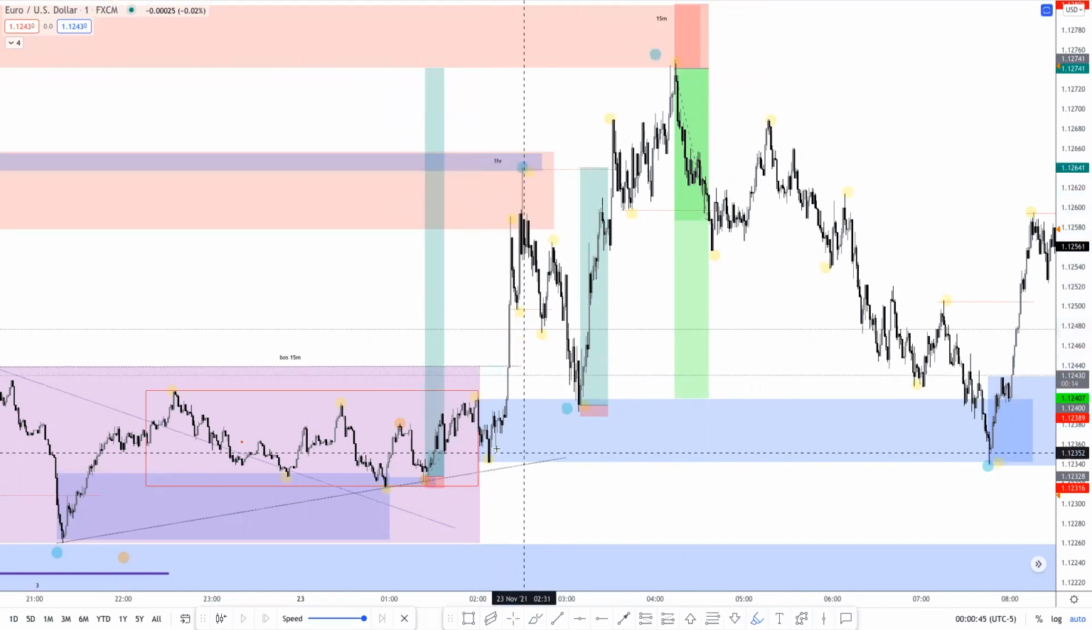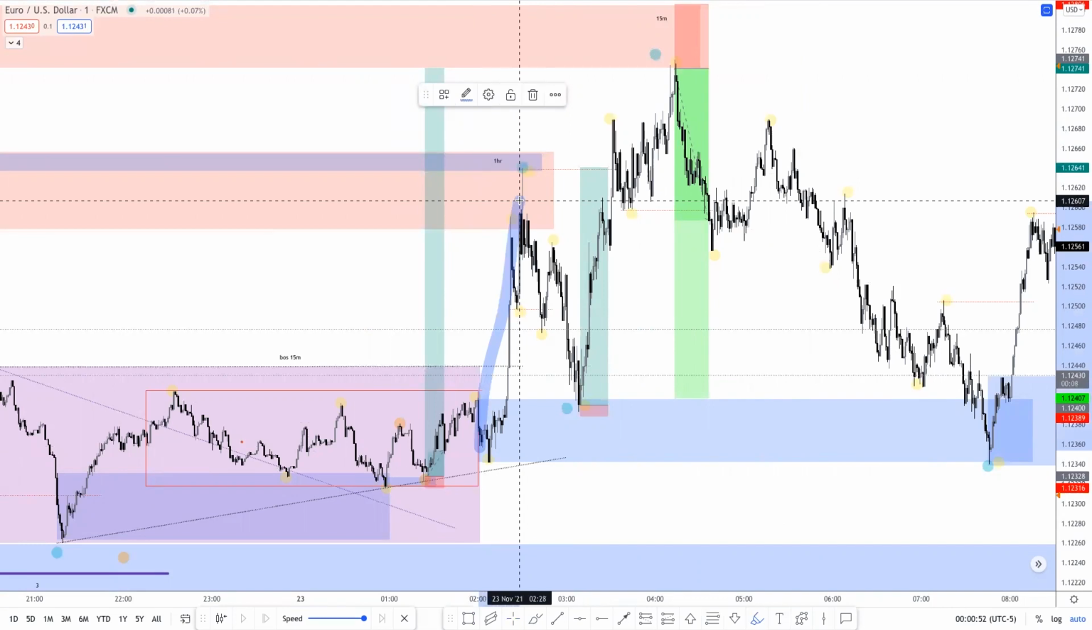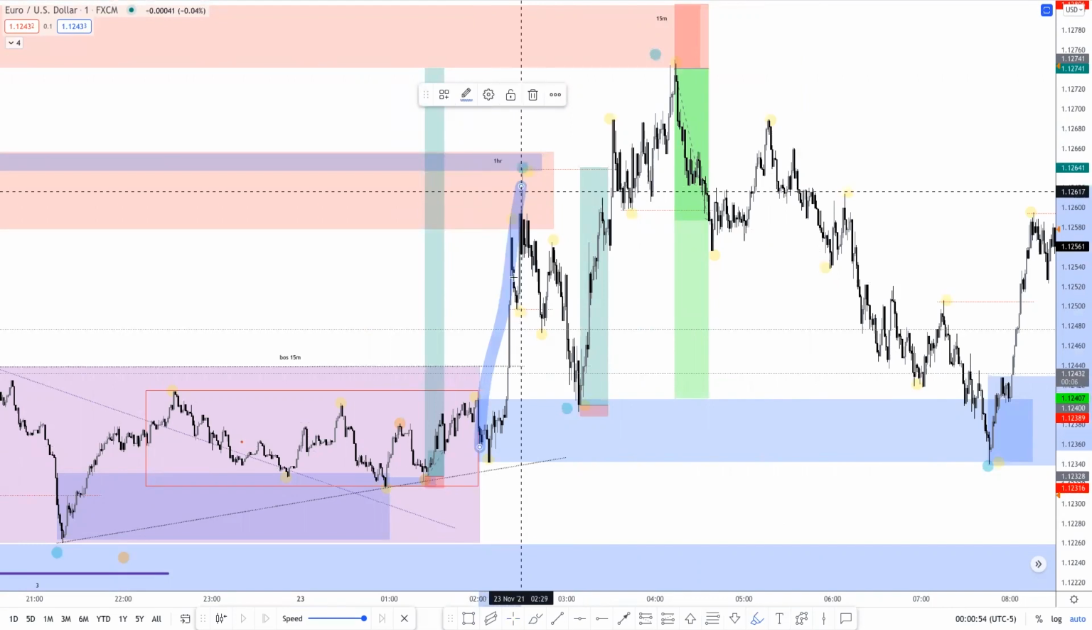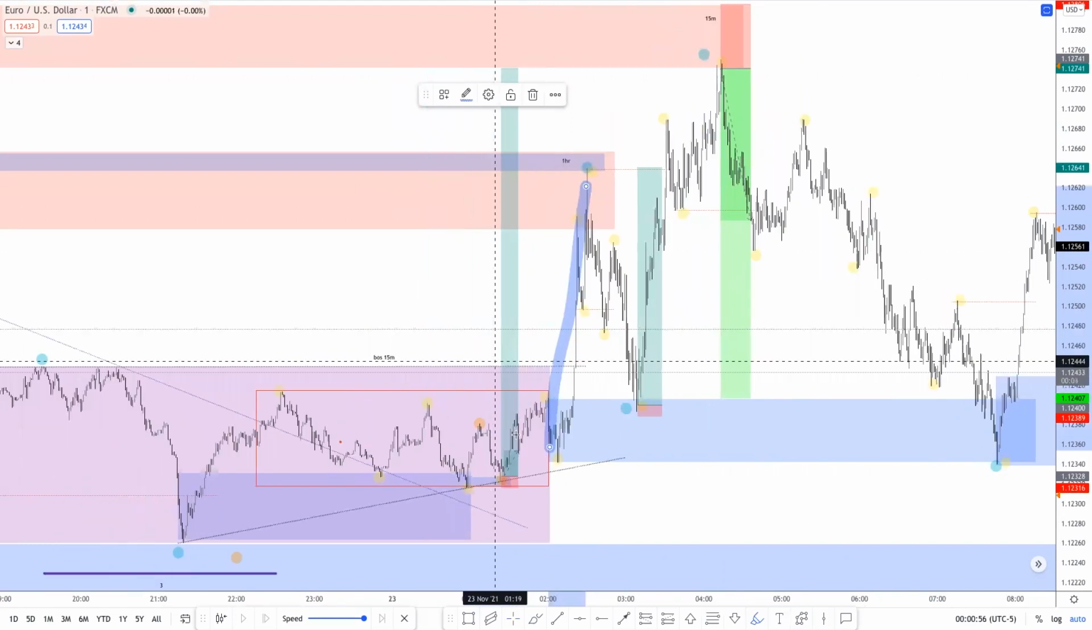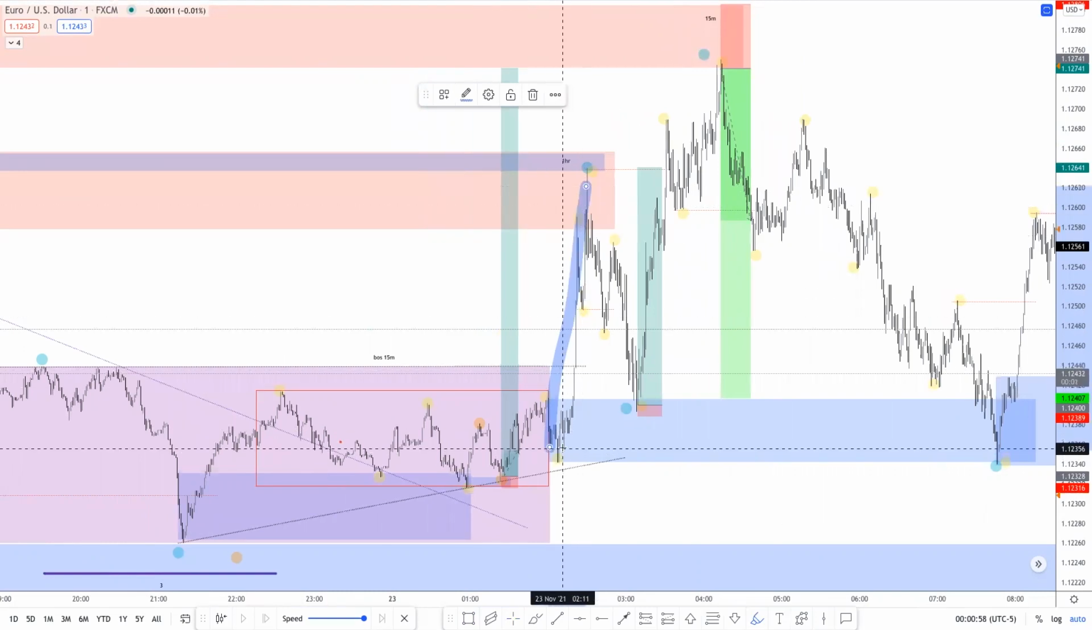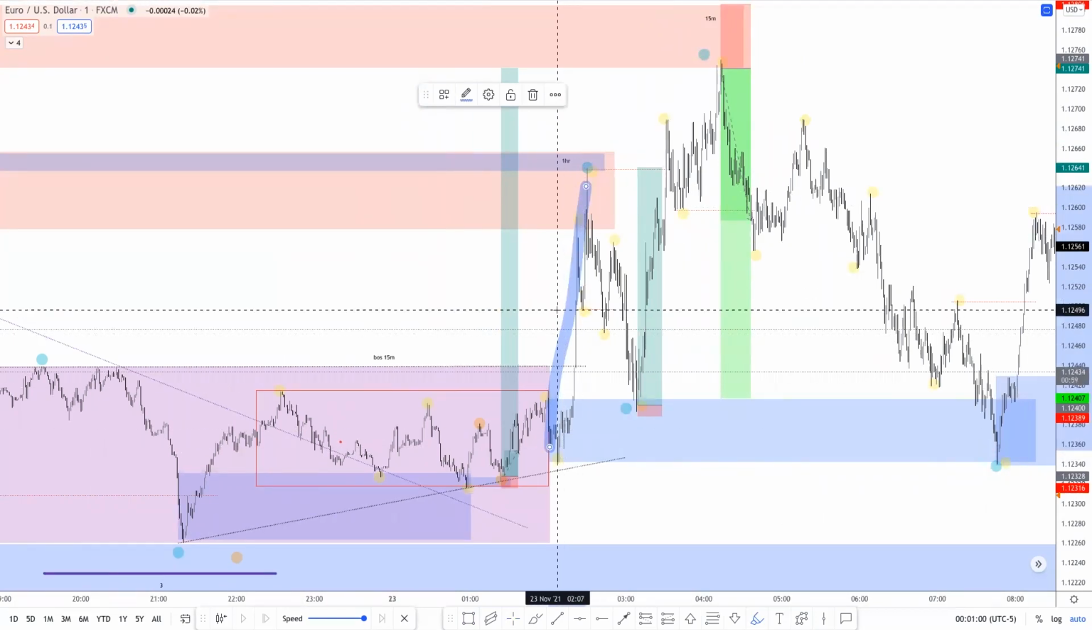Whenever we have a sweep of the Asian highs or lows, we need to assume that price is being mediumly induced. This first move is medium inducement. Now for us to go short, we need to trade what? The major inducement. The major inducement is the major move.